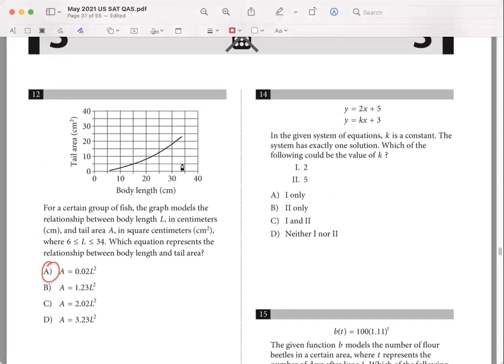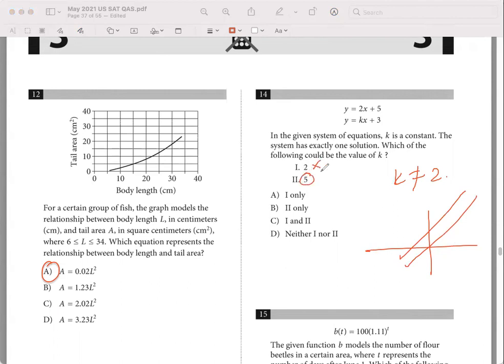In the given system of equations, K is a constant. The system has exactly one solution. Which of the following could be the value of K? Okay, so if it has exactly one solution, then obviously K cannot be 2. Because if K is 2, then the lines will be parallel, right? This is how the lines will look if K is 2, because they'll have the same slope. So K can't be 2. K can be 5. K can be any value but 2. So 2 only, option B.